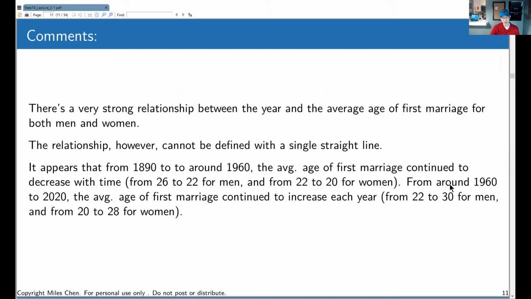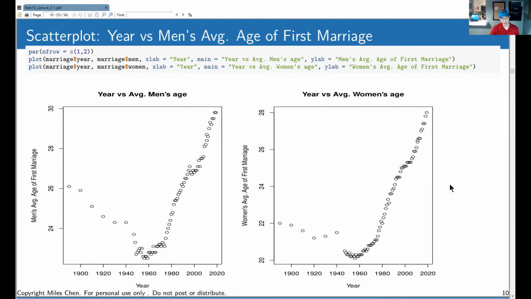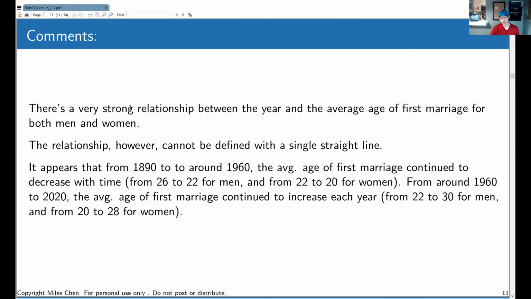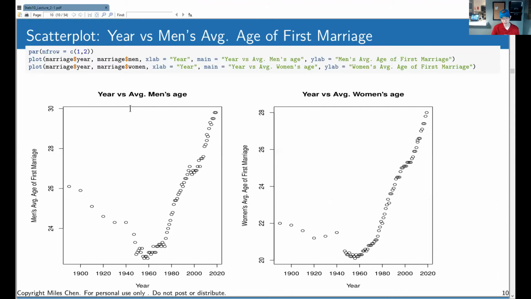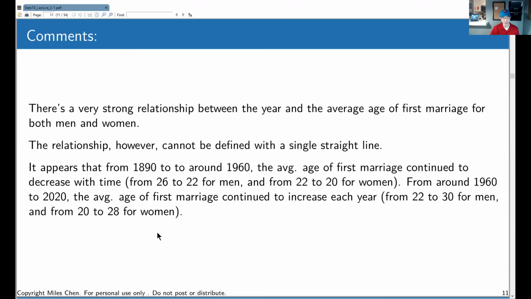Okay, so in these plots, we would still say that there's a very strong relationship between the year and the average age of first marriage. Okay. But in this case, the relationship cannot be described with a single straight line. We can't just draw one straight line and say this summarizes all of the relationship of the entire data set, right?